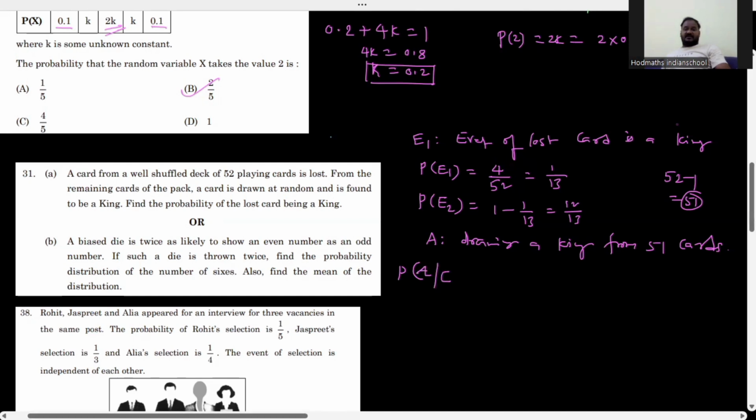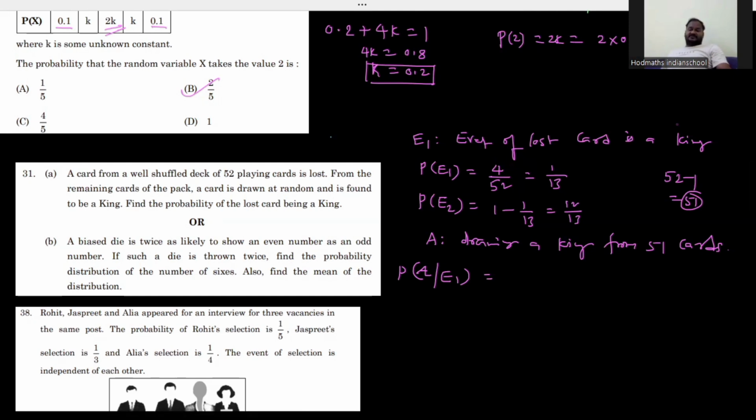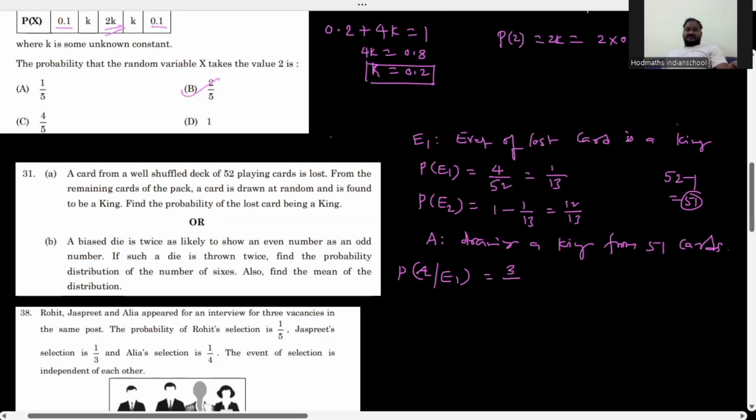A given E1. A given E1 is nothing but drawing a king, given that the last card is already a king. If the last card is already a king, you have only three kings now. So three kings out of how many cards? Out of 51 cards. So 3 out of 51.